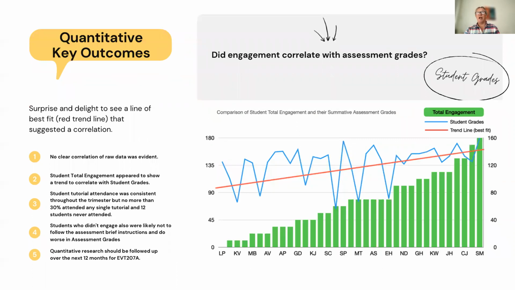Now, to my surprise and delight, I did see a line of best fit, which is the red line here, suggesting a correlation between total engagement and summative assessment grades in blue. What this means for me is that quantitative research should be followed up over the next 12 months for the new trimesters for this particular course. And let's look in more detail about whether there is a correlation.